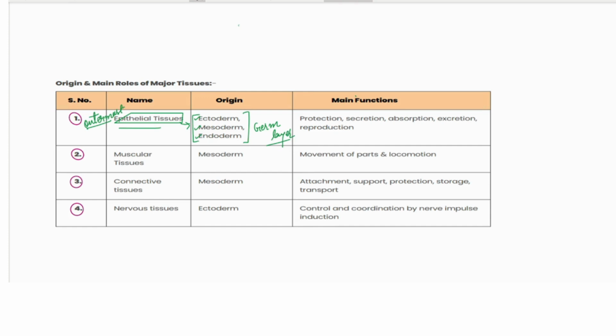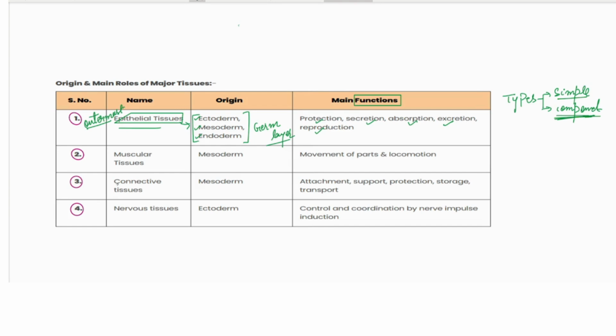And what is its main function? Its function is protection, secretion, absorption, excretion and reproduction. Except for support and protection, it functions in all of these. It is not doing any storage. Types may be simple or compound: if it is a single layer, it is simple epithelium; if it is more than one layer, it is compound epithelium.